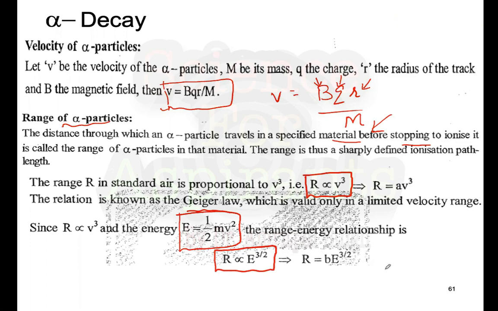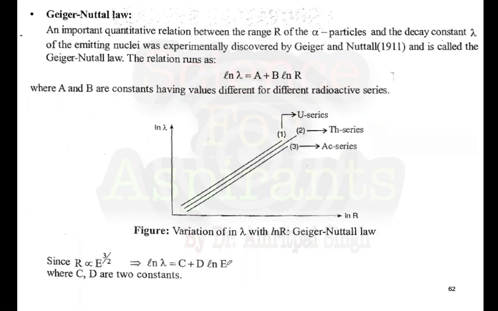Once the energy of the particle is given and we are asked to find the range of those particles, we use this. This is the Geiger-Nuttall law, an important quantitative relation between the range of an alpha particle and the decay constant.